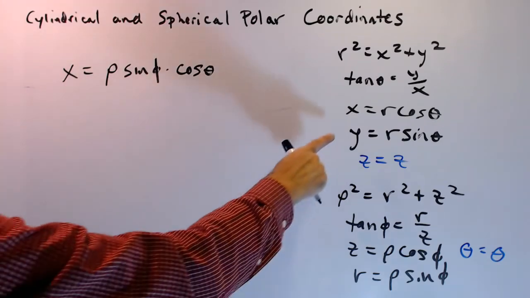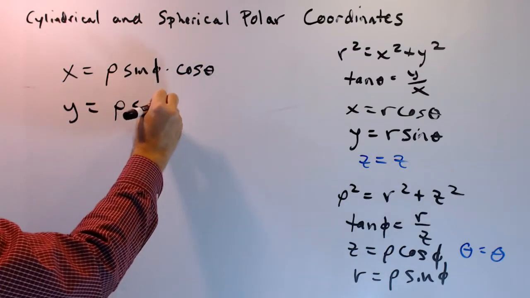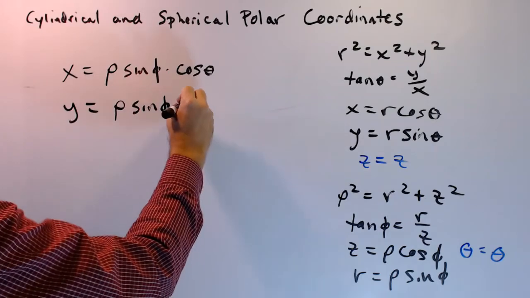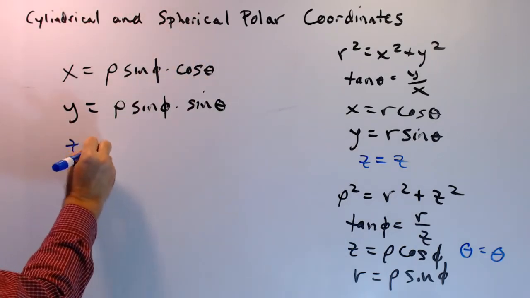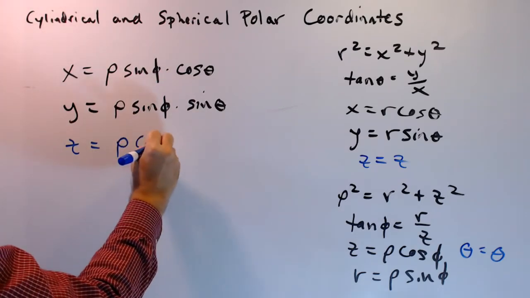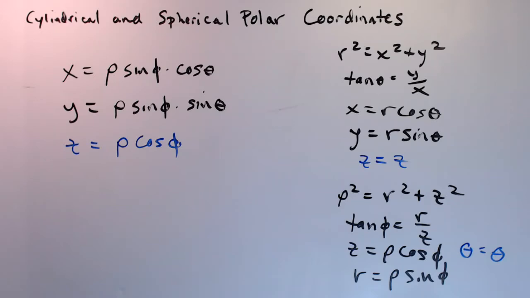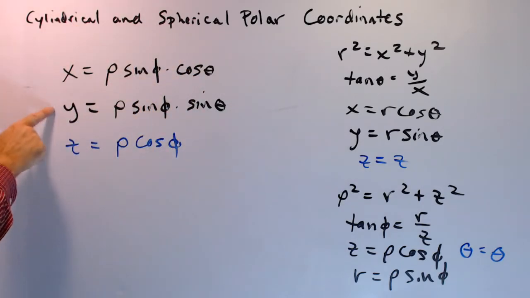In a similar fashion, y is equal to r sine theta, so y equals rho sine phi sine theta. And then z is just equal to rho cosine phi, which we already knew. So if someone gives you rho, phi, and theta, you can use these three formulas to calculate x, y, and z. What if someone gives you x, y, and z and you want to calculate rho, phi, and theta?